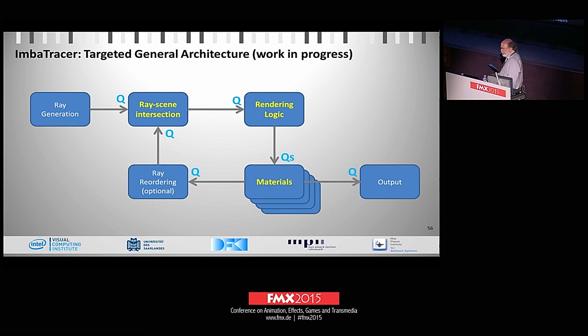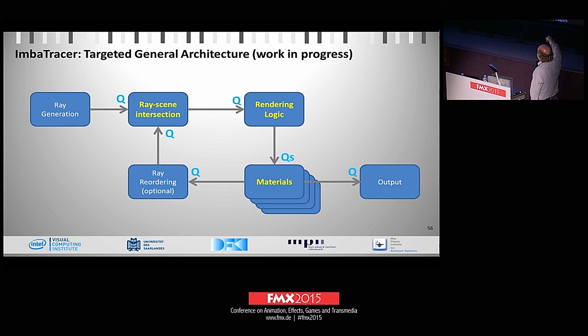The general architecture that we're working out at the moment, and this is a snapshot of what we currently believe to be the right way of doing things, is really a queue-based system where you have different modules for generating rays and for intersection computation. Once we have intersections, you might apply some rendering logic of how to do the integration. The integration uses the materials. You might have many different materials. And then you might do some reordering and keep looping over rays here.